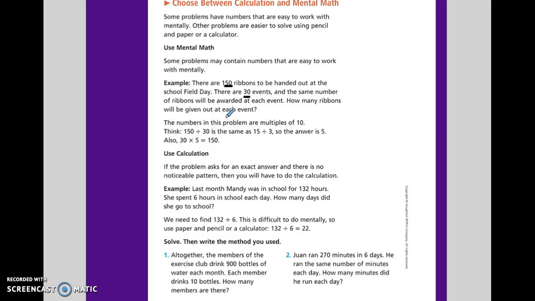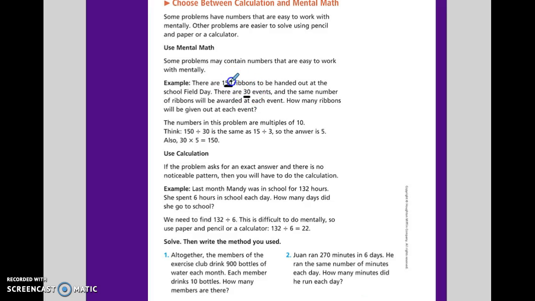Okay, and I'll read an example here. There are 150 ribbons to be handed out at the school field day. There are 30 events, and the same number of ribbons will be awarded at each event. How many ribbons will be given out at each event? So first off, I'm going to know that this is a mental problem because these numbers are multiples of 10. They have zeros at the end. Okay, and when I see that, there's the same number of zeros in each of these, and I can just cross them out.